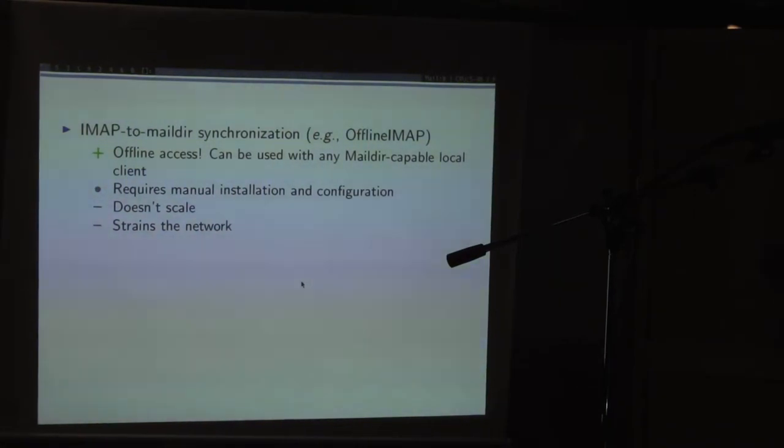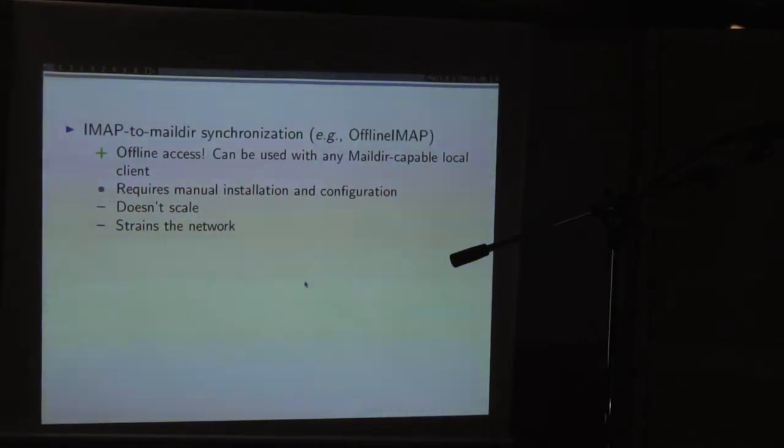So I want to access my messages without having access to the internet. How do I do that? A common way is to use something like offlineimap. Basically, it synchronizes IMAP with a local mail storage, and then I can have offline access to my messages. The problem with offlineimap is that, in my experience, it works quite okay, but it doesn't really scale, and it also strains the network very badly.